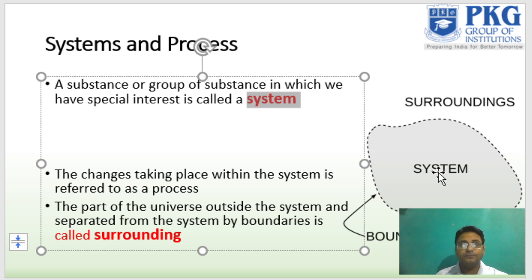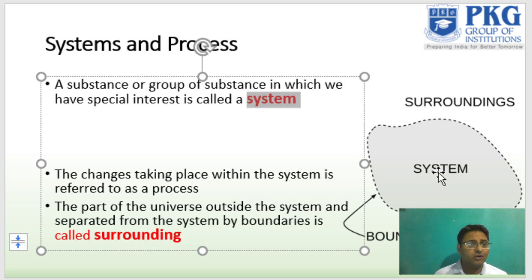So now, the part of the universe outside of the system and separated from the system by the boundaries is called the surroundings. Outside this system is called the surroundings. The boundaries may be either physical or imaginary. They may be rigid or movable.